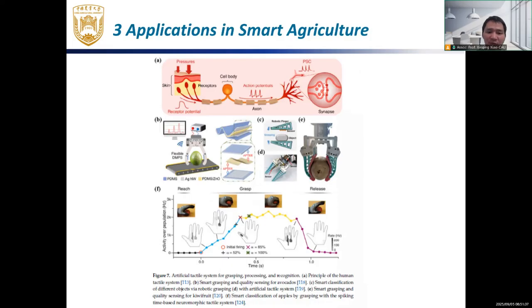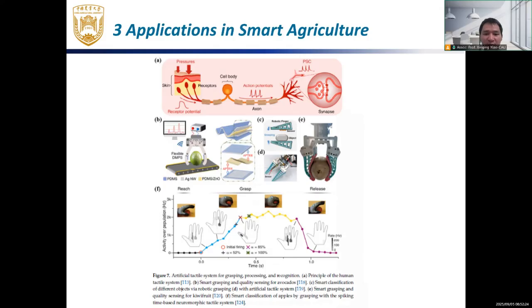Another we can use, for example, is the tactile system. Tactile, just like our human hands. So we have the human tactile systems, with many grippers and different kinds of conductors to grab the fruits and different kinds of things. Based on this, we can use the artificial tactile system for grasping, processing, and also reconnecting for our situation in actual agriculture, just like how to use different kinds of machines to interact with our food or our plants.